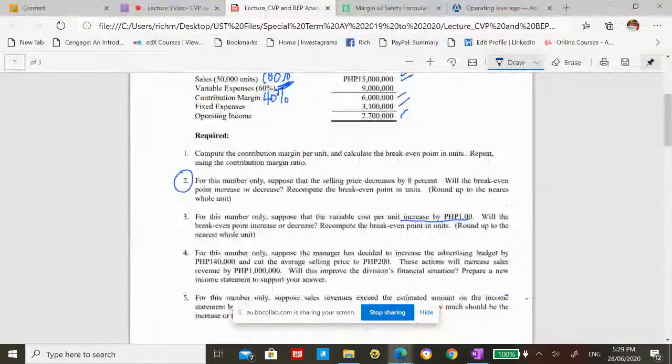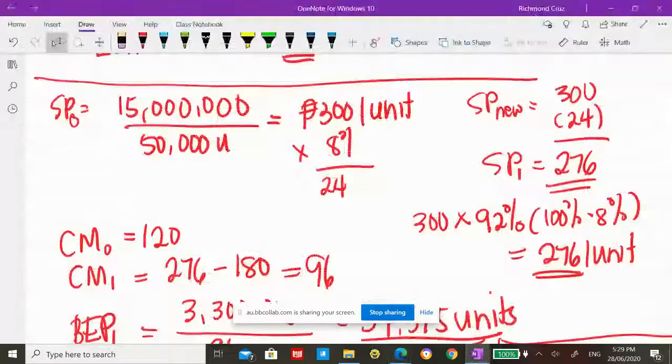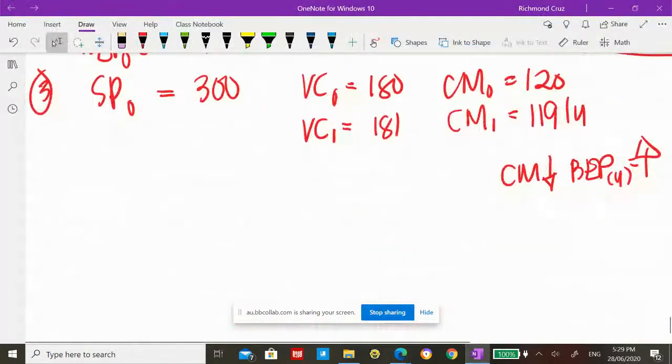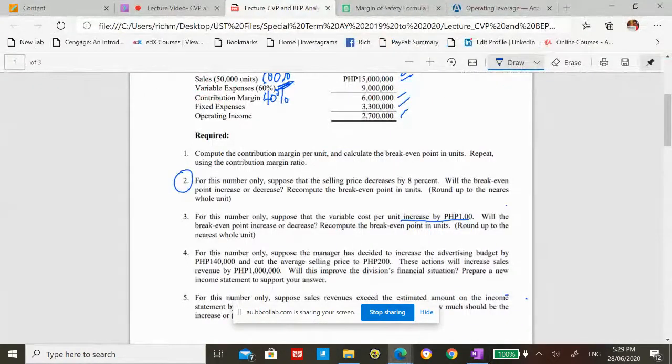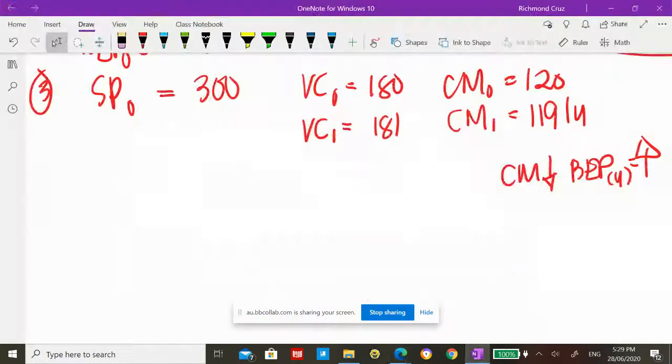Ay, mali. Tama naman pala. Okay. So, let's solve. So, yung number 8, nag-decrease. Tama. Nag-decrease. Tama. Sige. So, yung break-even point, in units natin ulit.